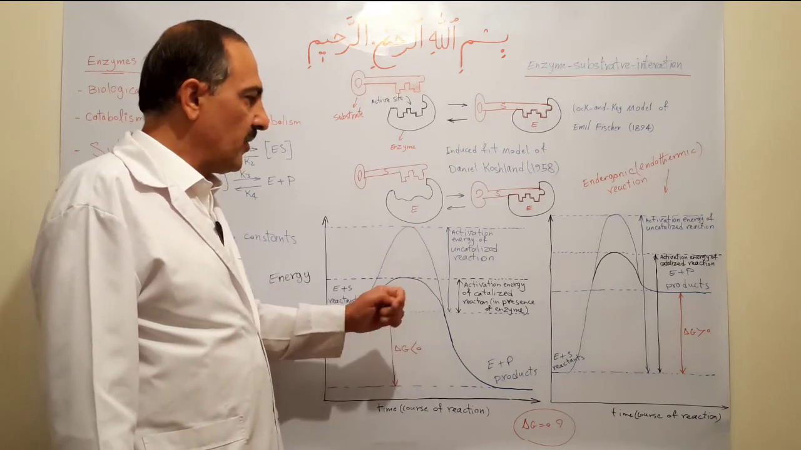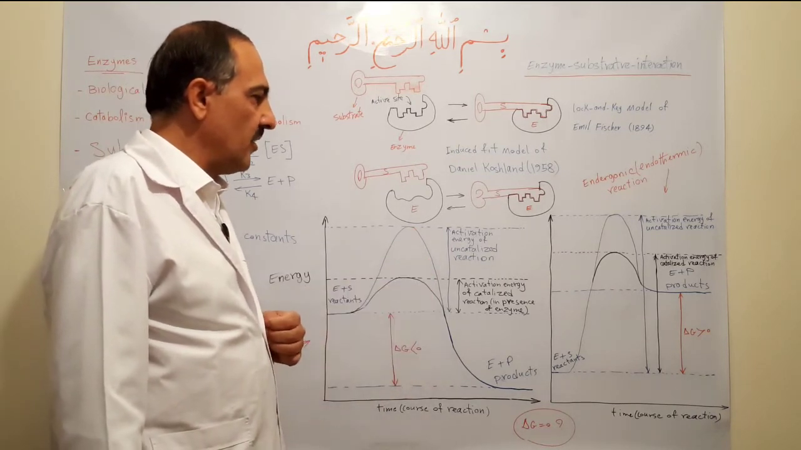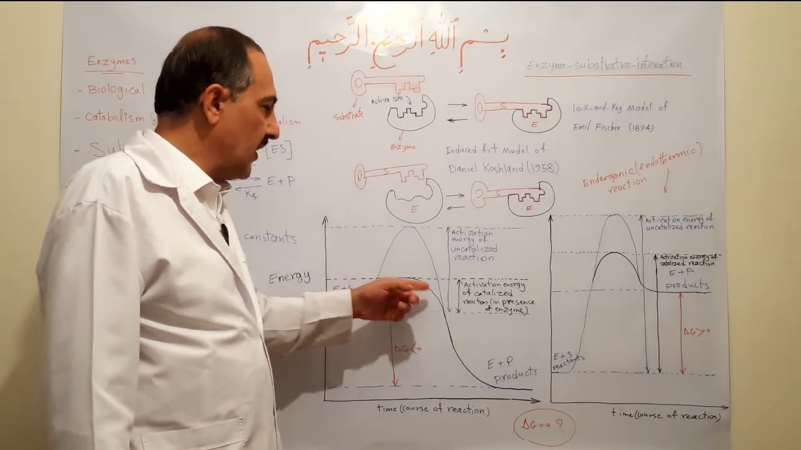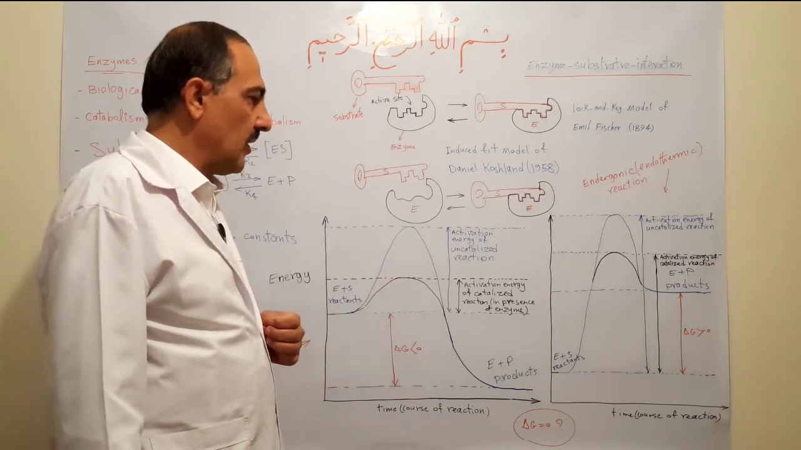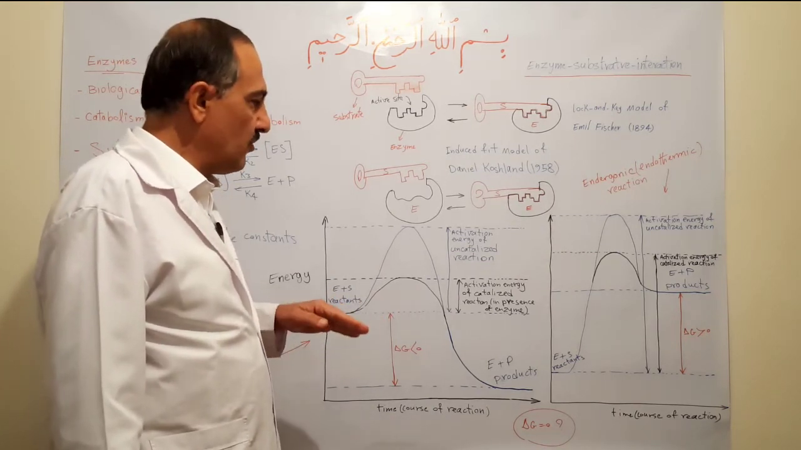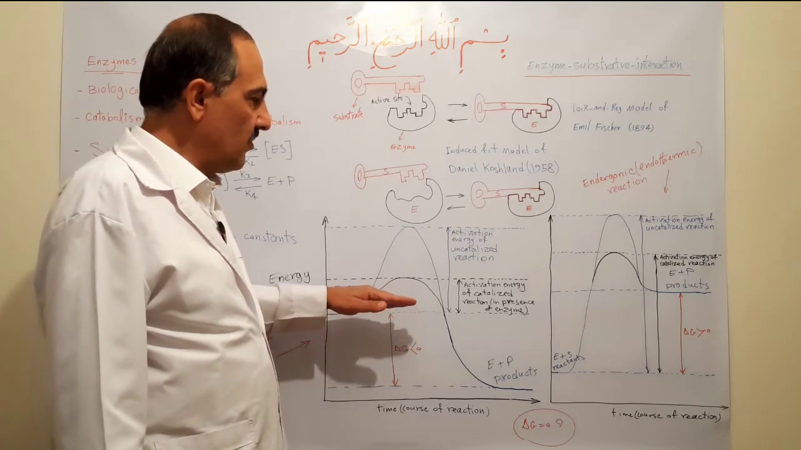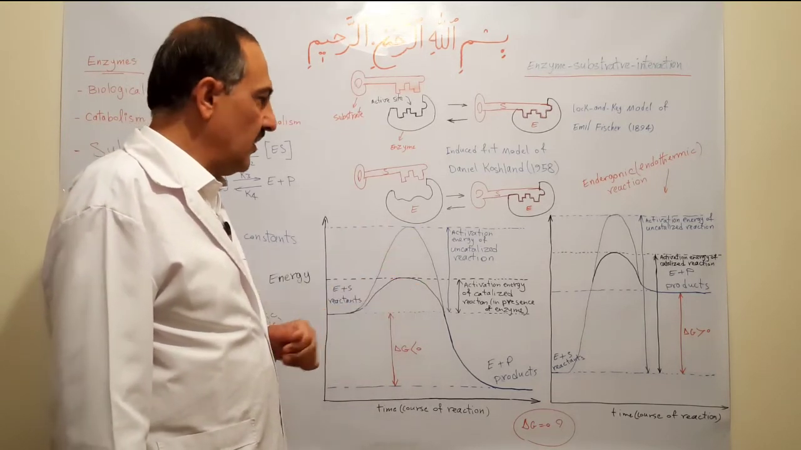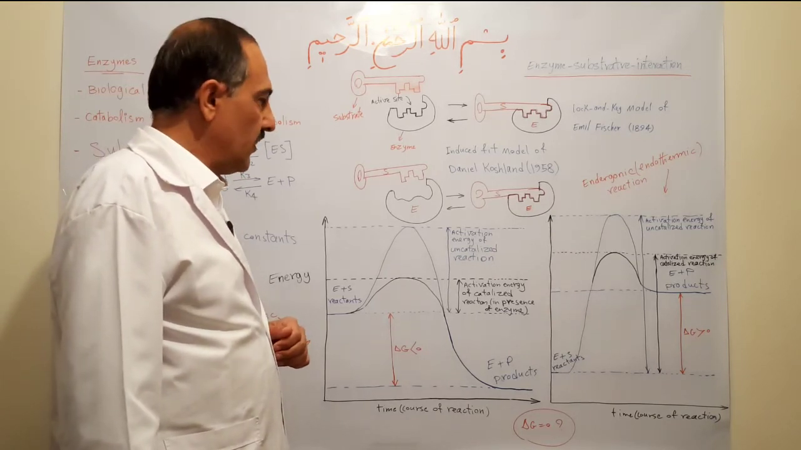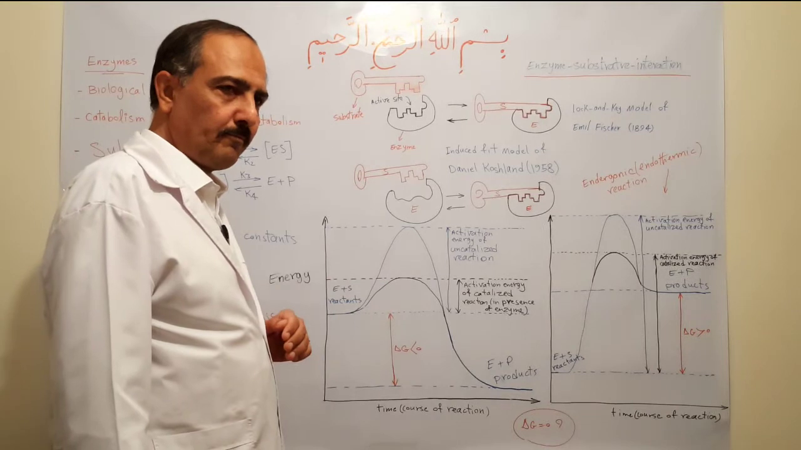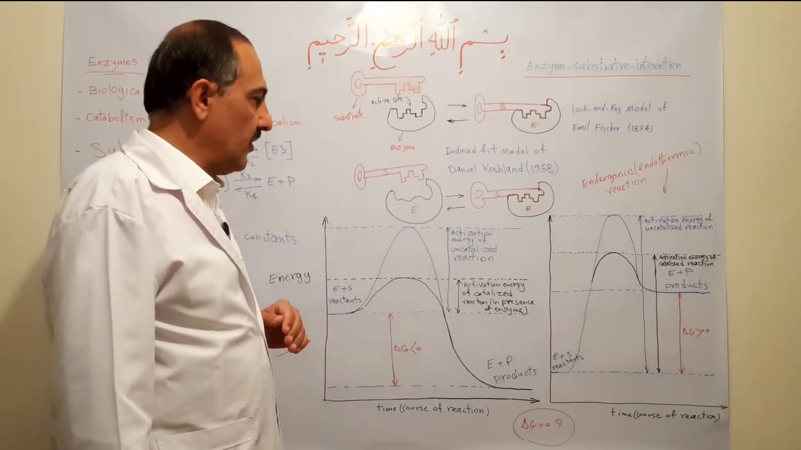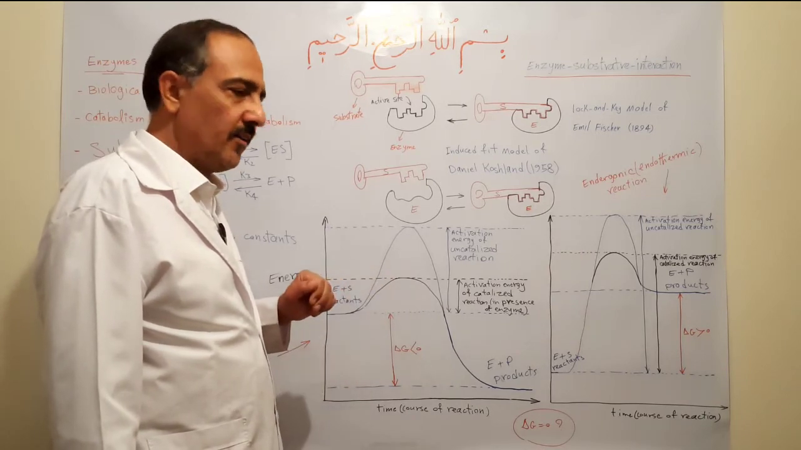The blue curve represents the uncatalyzed reaction in the absence of enzyme, and the black curve represents the catalyzed reaction in presence of an enzyme. As you see, enzymes reduce the activation energy of the chemical reaction. Actually, they stabilize the transition state of a reaction.